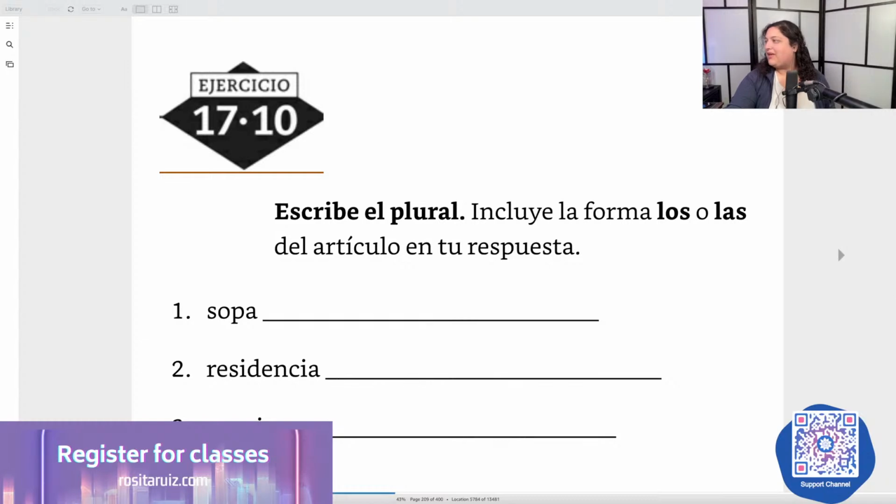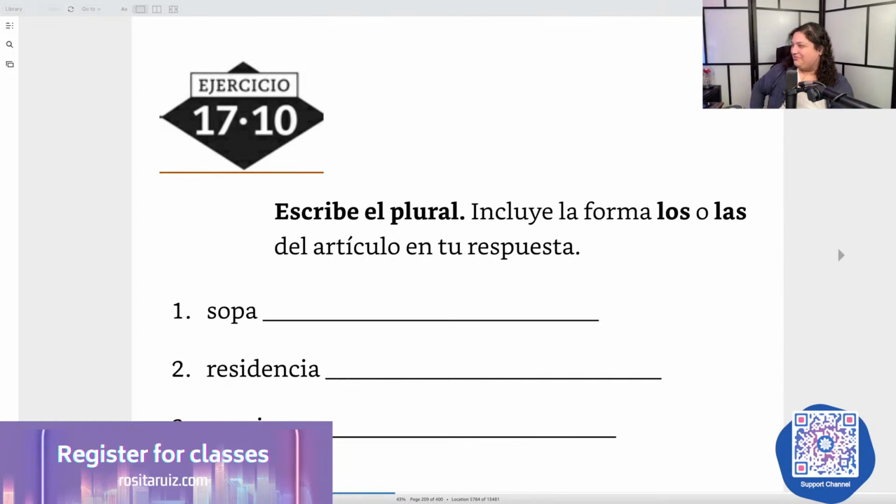What would sopa be? Ay, no escribe eso. Ay, mi corazón. No, porque se escribe así. No. So the answer: sopas.